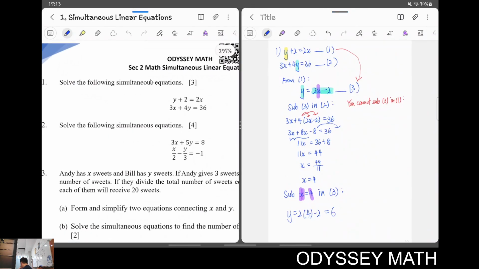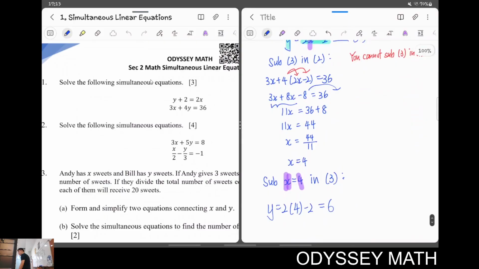Is everyone okay? You got it? So take your time to write the answer. So we sub x = 4 in equation 3. Can see? Let me zoom in for you.